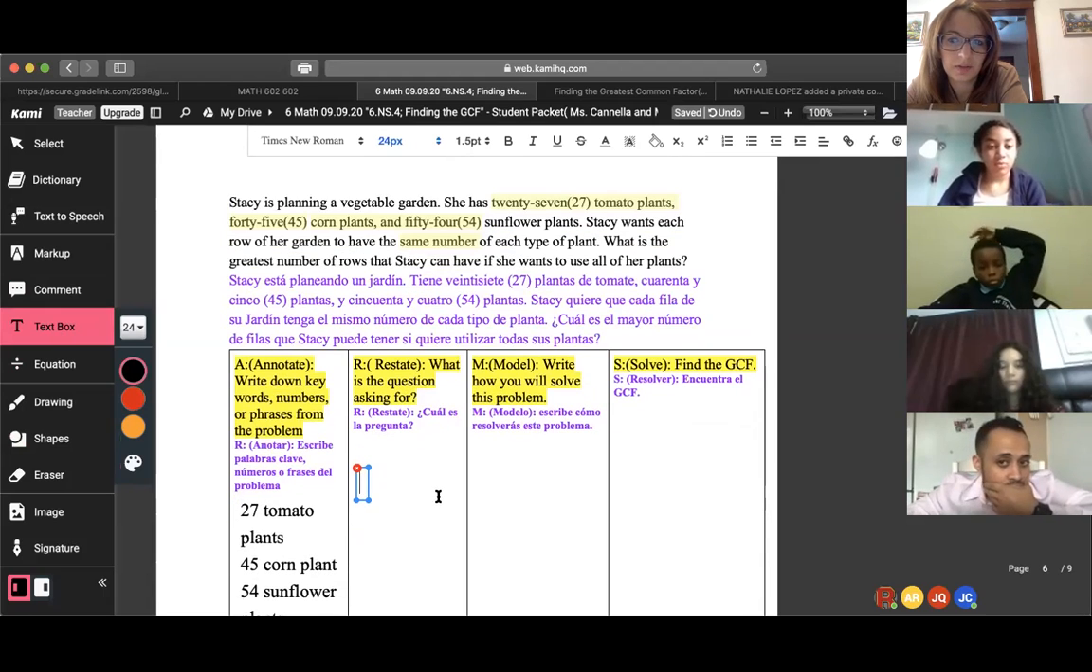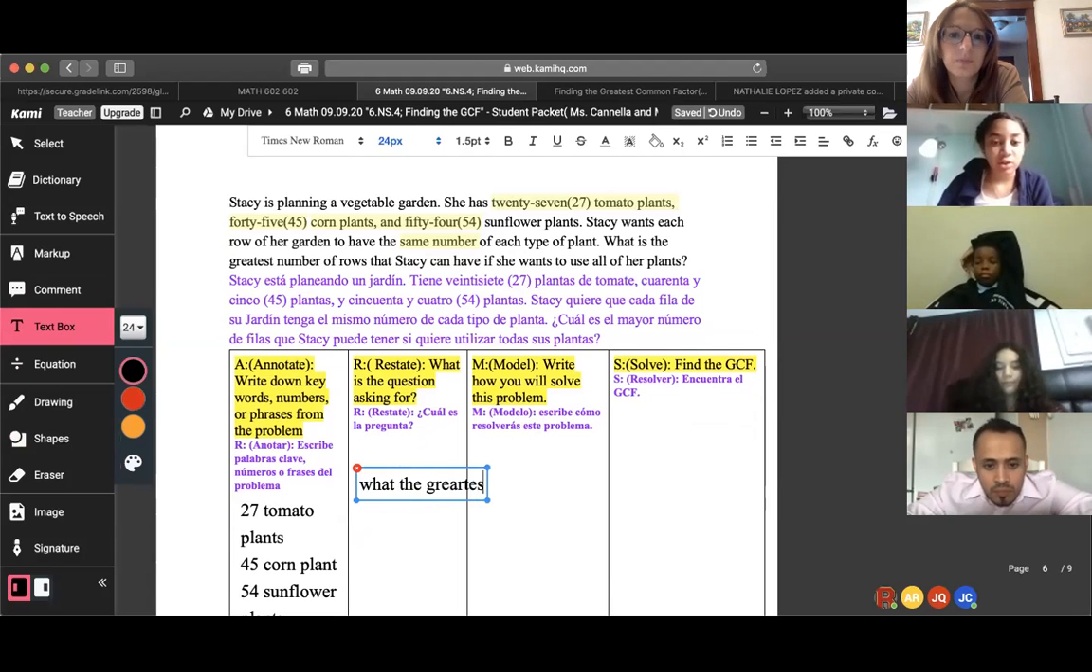Arlenis? We are looking for the greatest number of rows that Stacy can have if she wants to use all of the plants. Perfect.